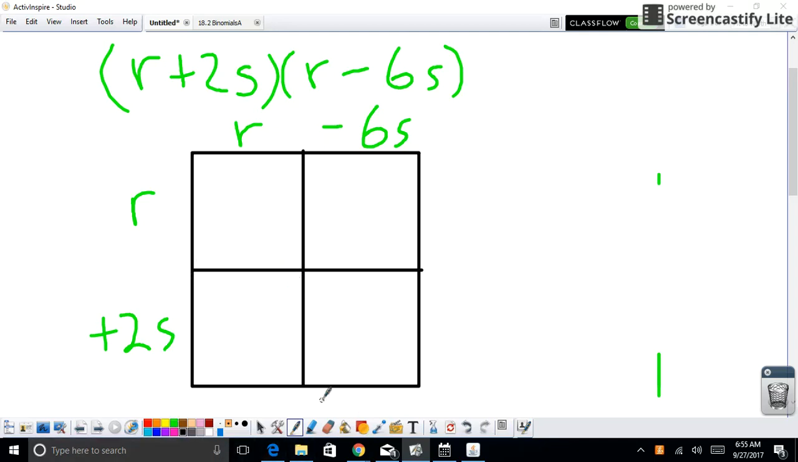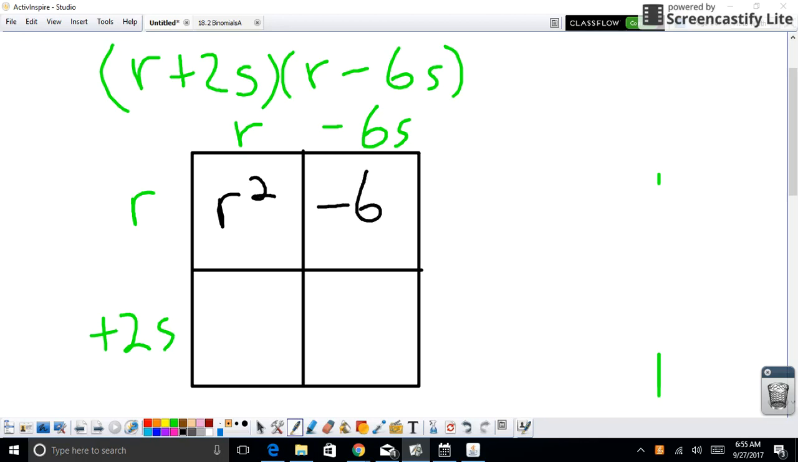All right, so let's multiply here. R times R is R squared. Now, when you get here, we've got R times negative 6S. Well, I don't know what R is, and I don't know what S is. And at this stage of the game, it doesn't matter. It doesn't matter what R is or S is because I'm not making you solve for it. So let's just put it together. That's how you do that.